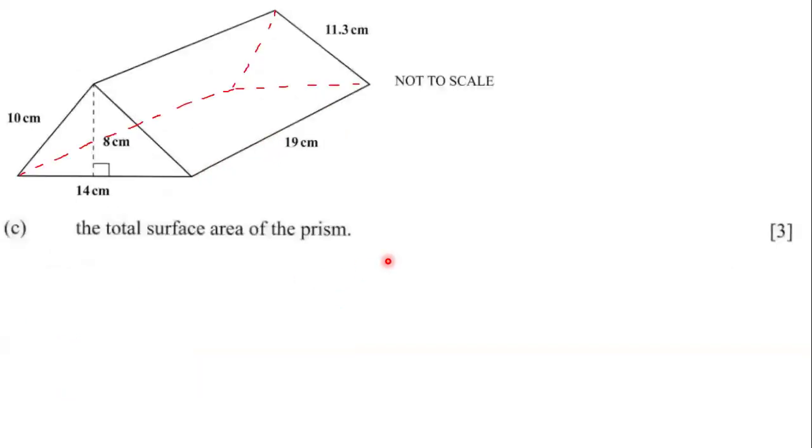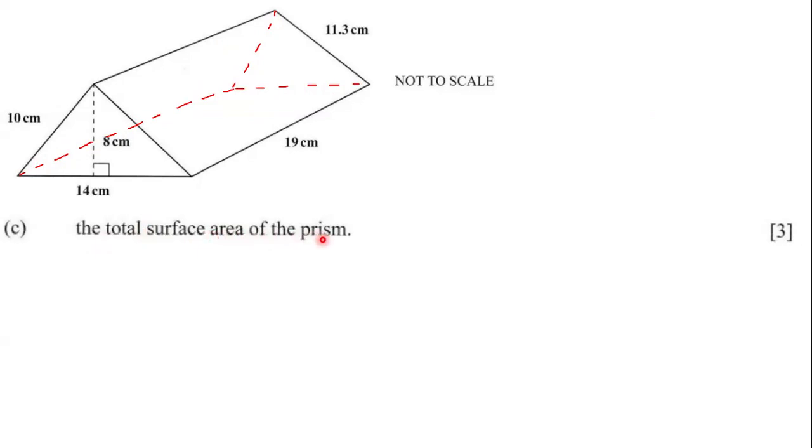All right, next we need to figure out the total surface area of the prism. Here I drew in these dashes so that you can have a visualization of what's happening with this prism. These red markings were not originally in the question, but I drew them in so we can answer this question more efficiently. So we have to figure out the total surface area of this prism.